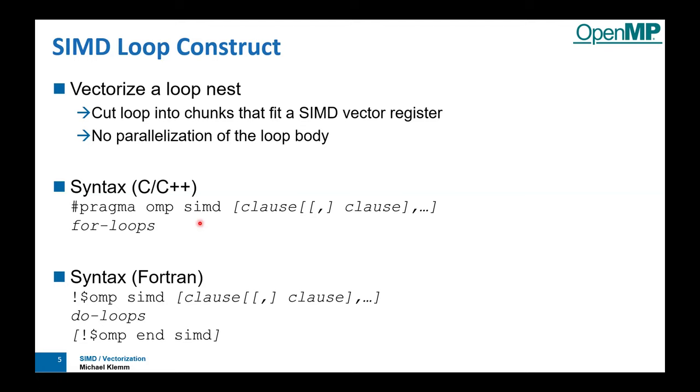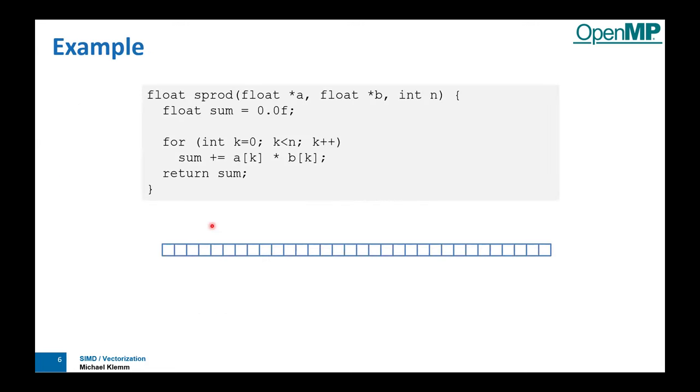Okay, so this is the syntax. Again, we're going to skip over those slides mostly, and I'm going to show you mostly stuff by example. So here's an example, just like a scalar product. You take two vectors. You multiply them, you sum them up.